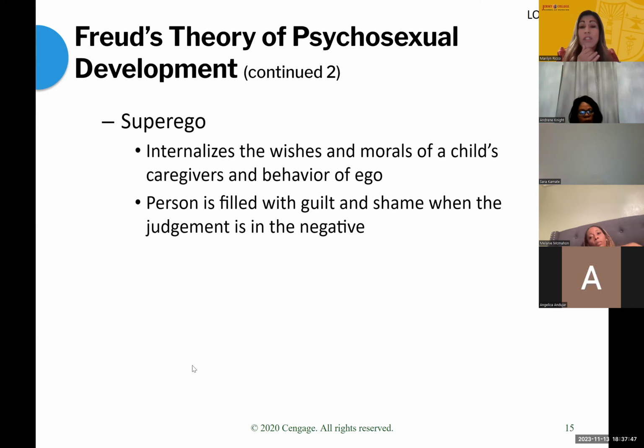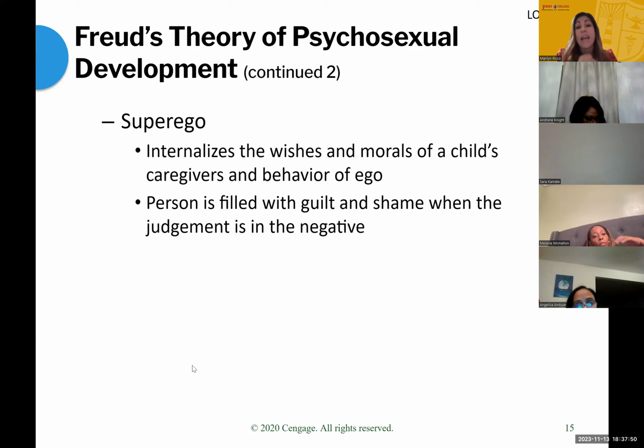And then we have the superego. It internalizes the wishes and morals of a child's caregivers and judges the behaviors of the ego. A person is filled with guilt and shame when the judgment is negative. So if you think about a child, right, with the superego, or even an adult, if someone puts you down or says something that you don't like, you might feel shame, feel guilt. You might feel upset about it. That's the superego. It's basically your feelings about responses from other people around you. Everybody wants to feel safe and welcome and feel comfortable. And where's the greatest place you feel safe? In your home.